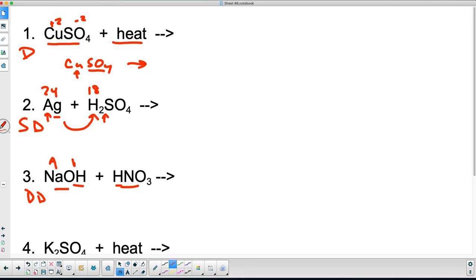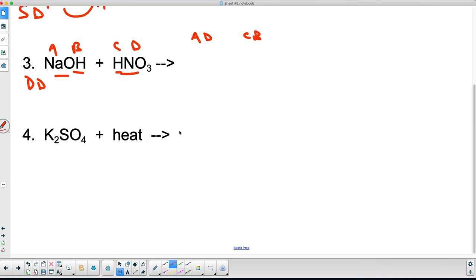Don't forget that all double displacements follow the same pattern. The A, B on one side, C, D. Okay, so AB plus CD yields, and then we switch the negatives, AD and CB. Okay, and you guys can do that. Go back to symbols and charges on the right-hand side. Number 4, let's keep going.